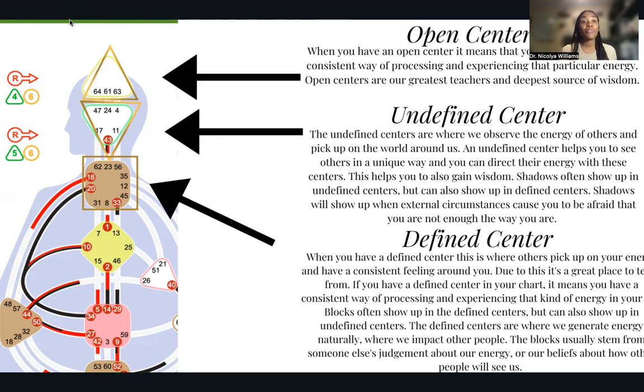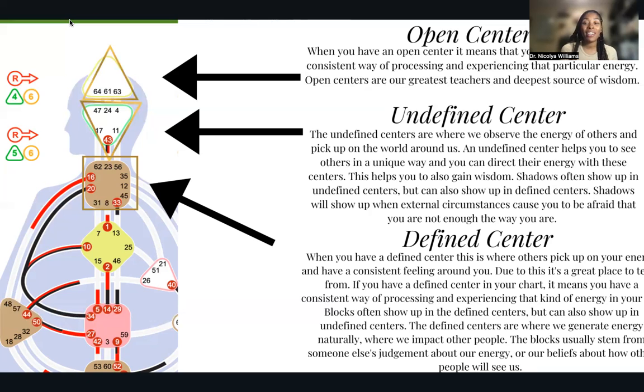This is why people will say that reflectors are so wise, because if you ever look at a reflector's chart, it is fully white. So it's open and undefined in all of the centers, and they learn a lot, they take in a lot, and they have a lot of wisdom. A big misunderstanding is that people feel like if you have more colored centers, you're in a better position. And that doesn't mean that at all, because there are things to gain from each. An undefined center is where we observe energy from others and pick it up from the world around us. An undefined center helps you to see others in a unique way, and you can direct their energy with these centers, okay? This helps you to also gain wisdom.